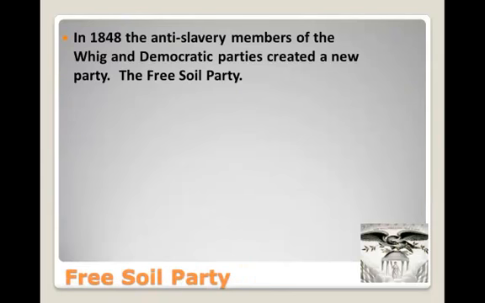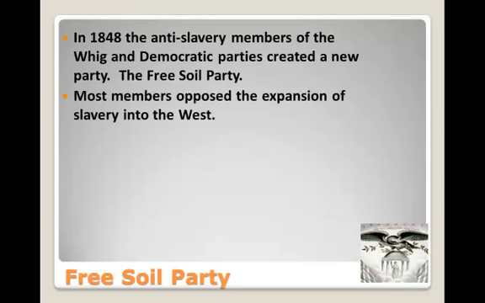In 1848, the anti-slavery members of both the Whig and the Democratic parties had had enough, and they decided to form their own party, the Free Soil Party. Most members were opposed to the expansion of slavery into the West.